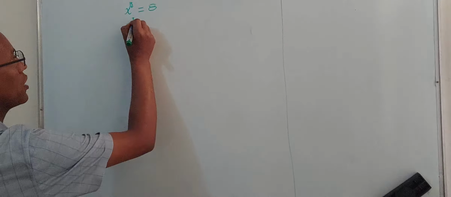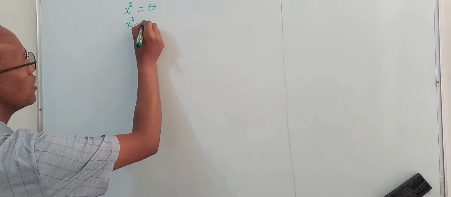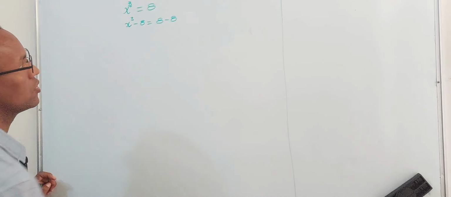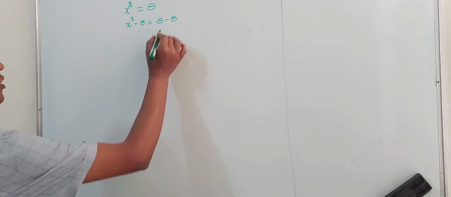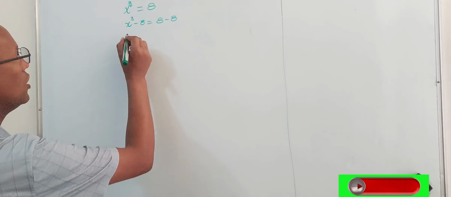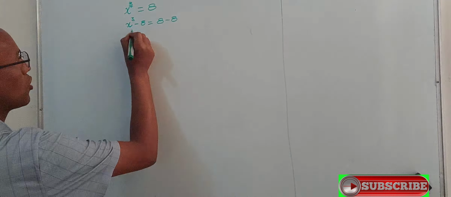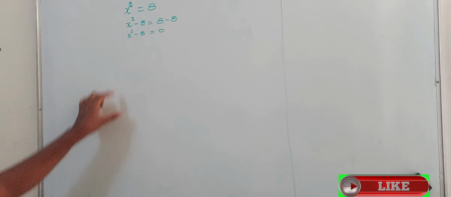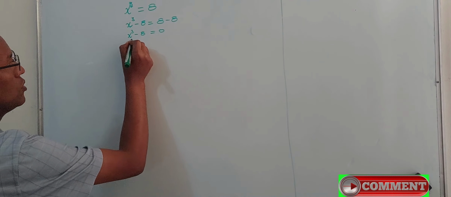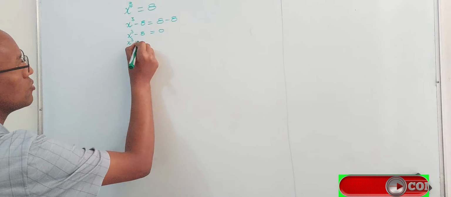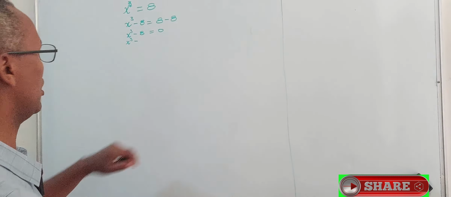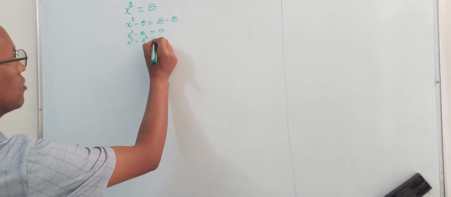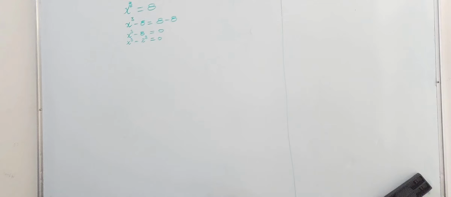So x to the power of 3 minus 8 is equal to 8 minus 8, right? That is what you need to do. Then 8 minus 8 is 0. So now x to the power of 3 minus 8 is equal to 0, right? Here 8 is 2 to the power of 3, and that is equal to 0, okay?